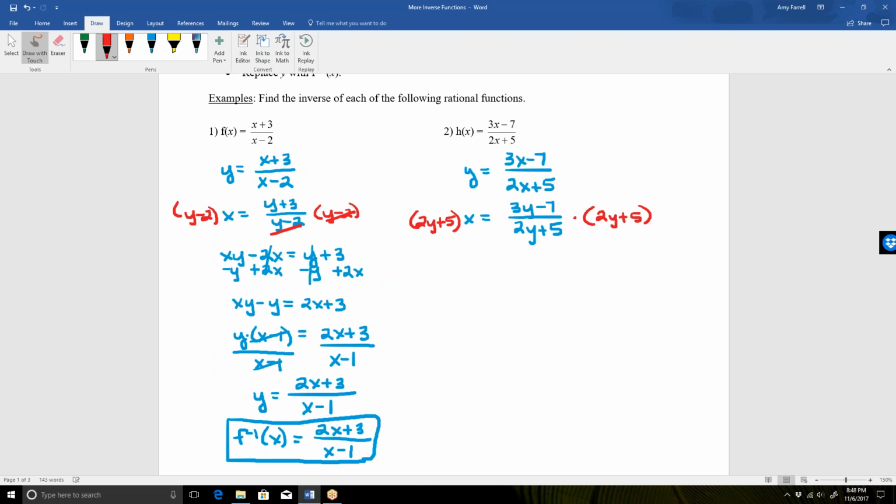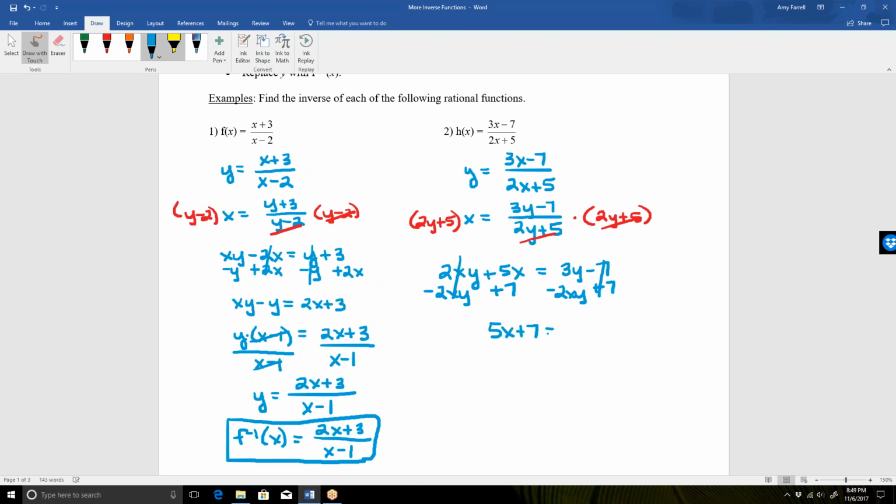On the right-hand side here, I'm able to cross cancel. On the left, I will distribute that x variable to get 2xy plus 5x. Then as we saw with the last one, I'm trying to solve for y, and this term contains a y as well as this term. So we want those terms on the same side of the equation, otherwise we won't be able to isolate y. So I'm going to add 7 to both sides, and I'm also going to subtract 2xy from both sides.